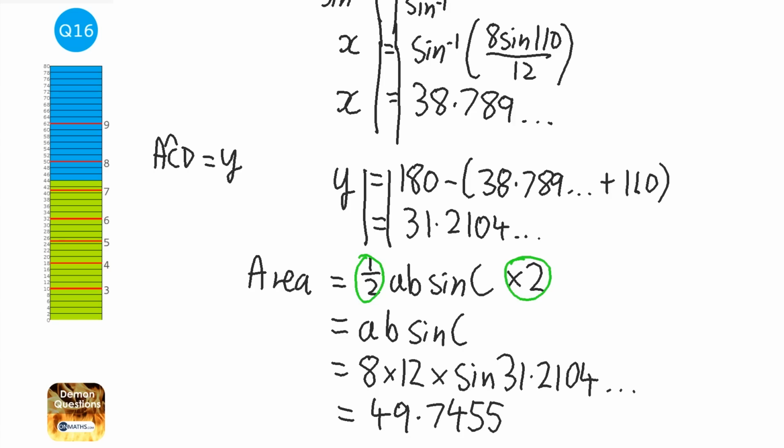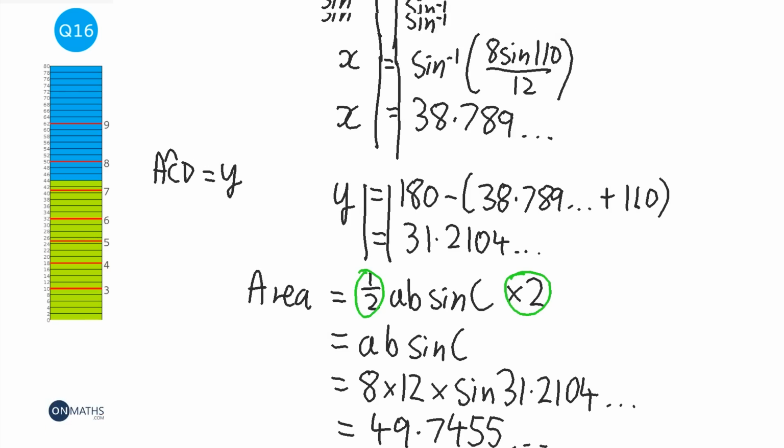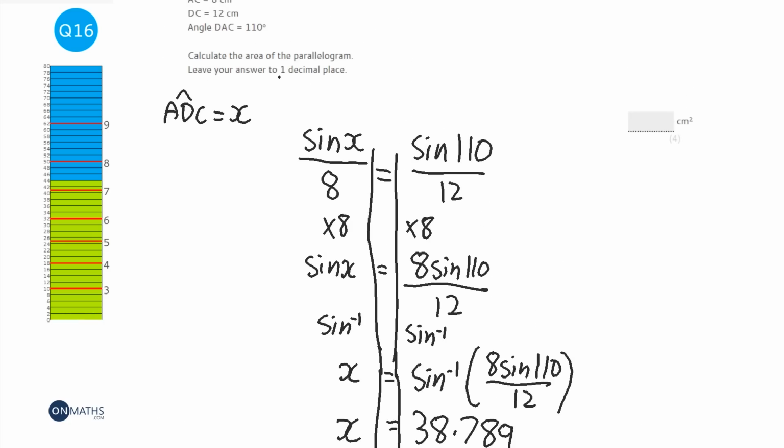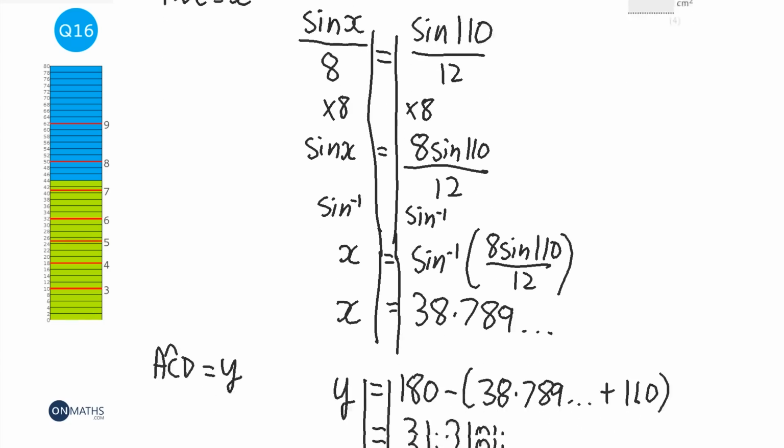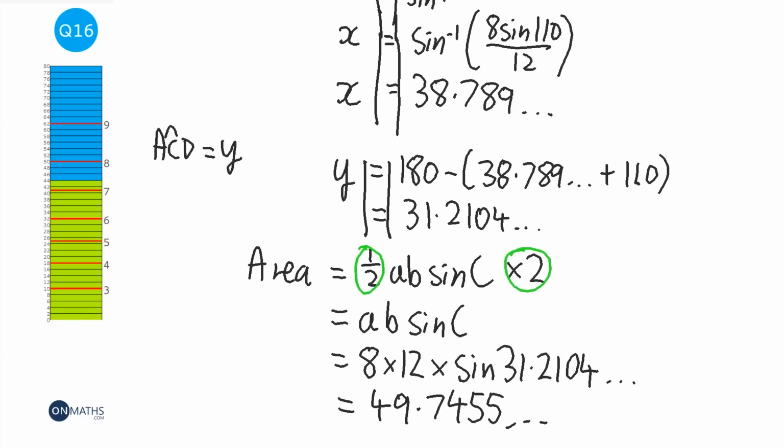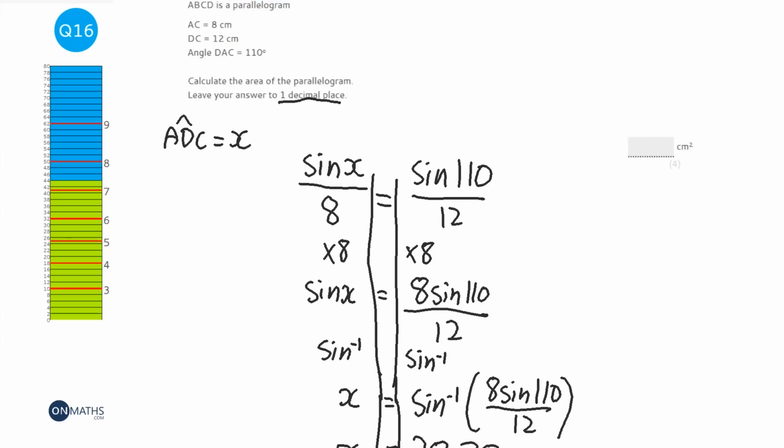49.7455 and so on. Let's have a look at the accuracy that I need: 1 decimal place. That's going to be 49.7.